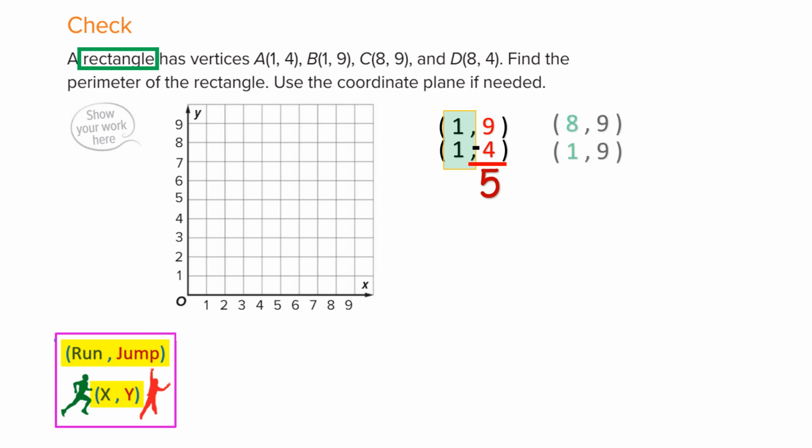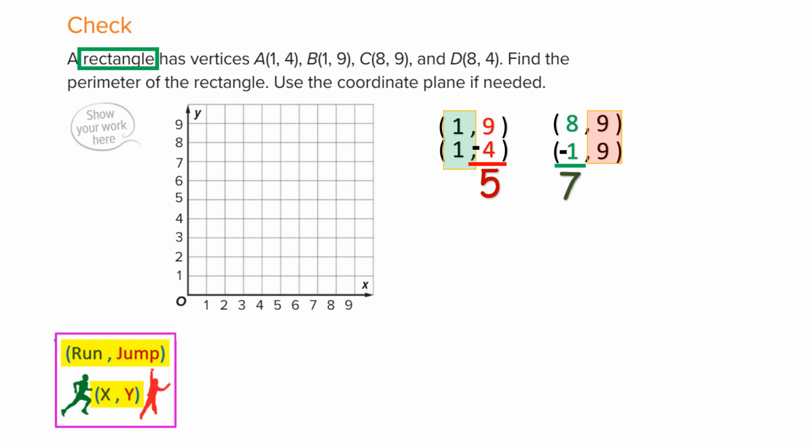My other pairing, once again, I need the y to be the same. So either pairing has to have the same y. So you could have done D and A. I'm choosing to do C and B, excuse me. So I have 8, 9 and 1, 9, noticing that my y's are the same. That allows me to do the math with the x. When I have 8 minus 1, that gives me 7.